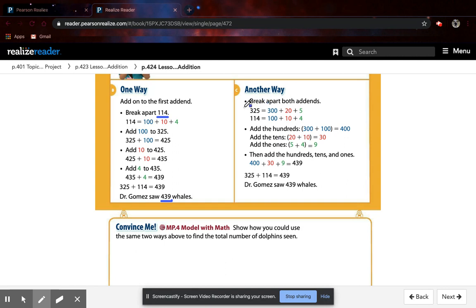Another way is to break both of them apart, so to show both of them in expanded form. So you would add the hundreds together, and then you would add the tens together, and then you would add the ones together, like they show you right here. And then you would add all of it together at the end.